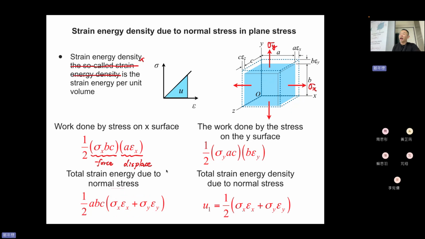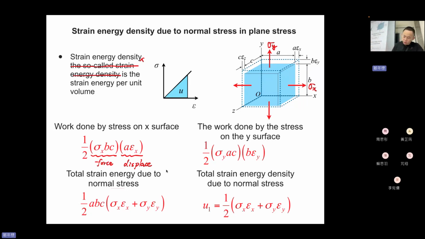And then we divide by ABC, their original volume. So the strain energy density due to normal stress is half of sigma x epsilon x plus sigma y epsilon y, right? Easy. And this is the strain energy density due to the normal stress. We didn't say this is the entire total energy density because we have shear, right? So we said shear and normal, they are independent.